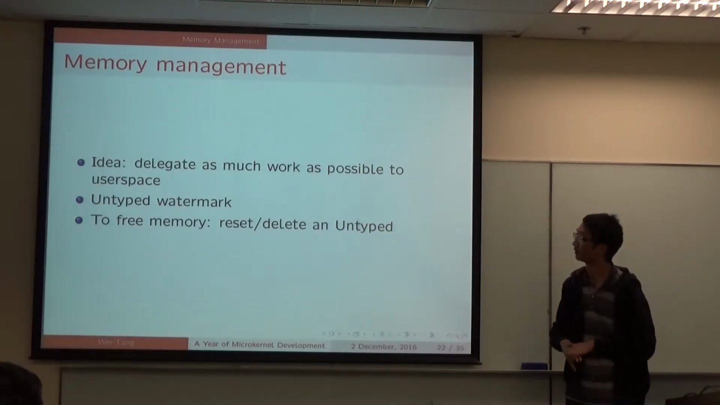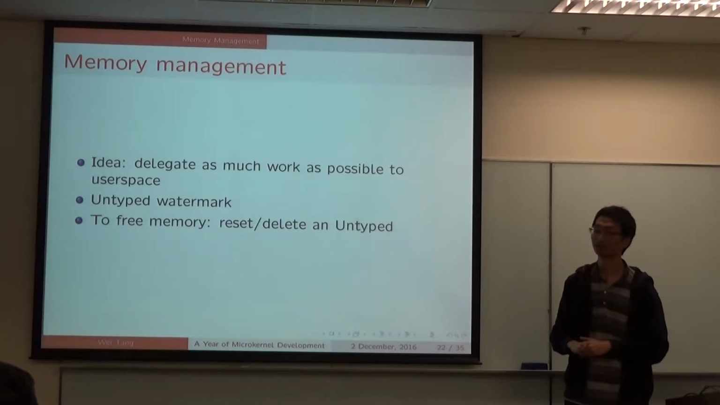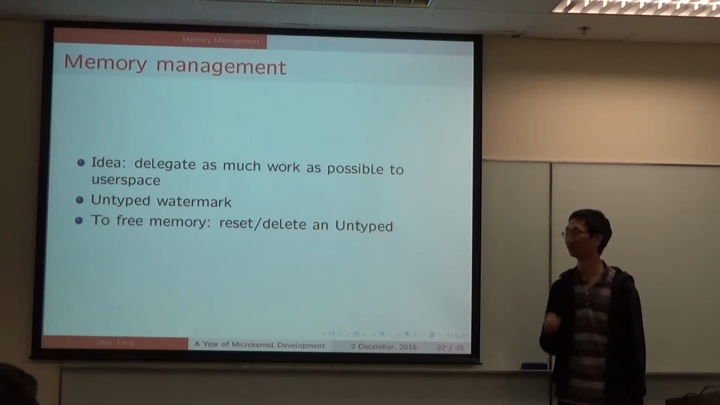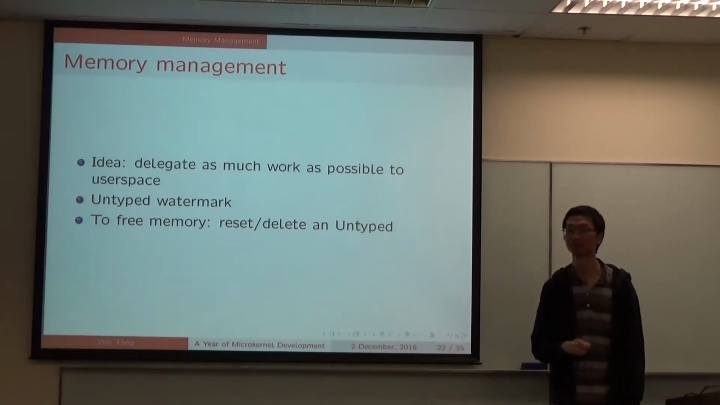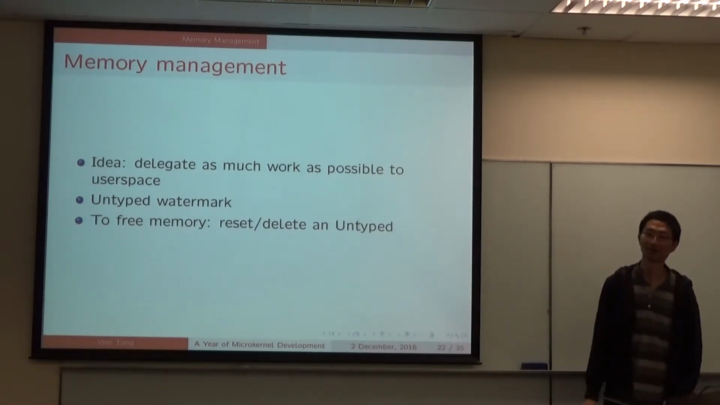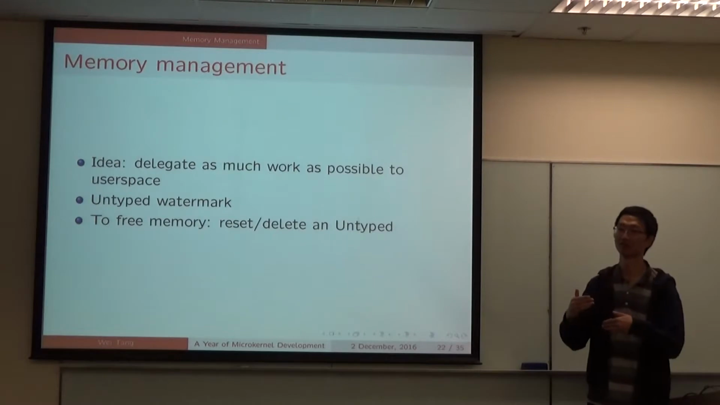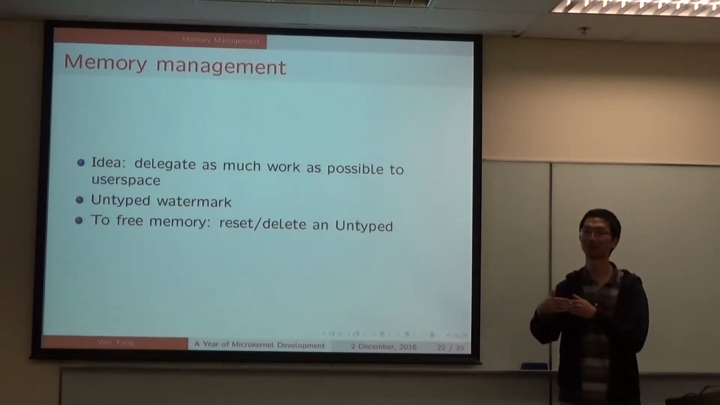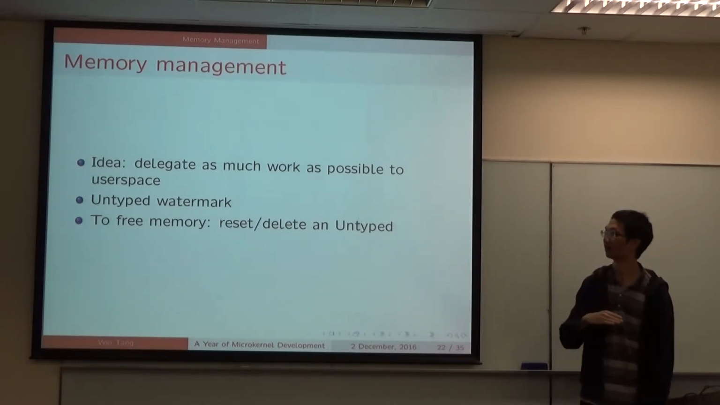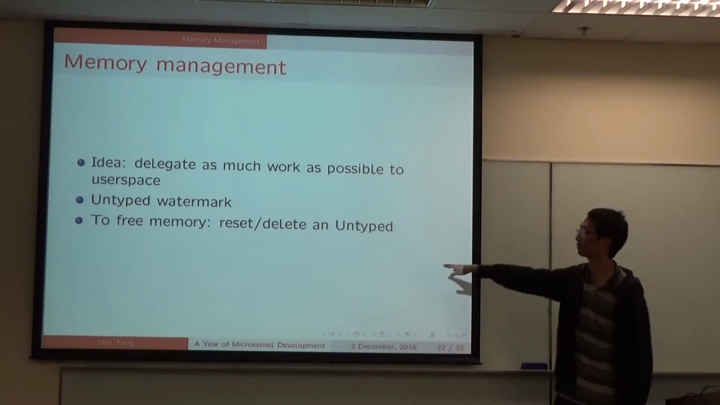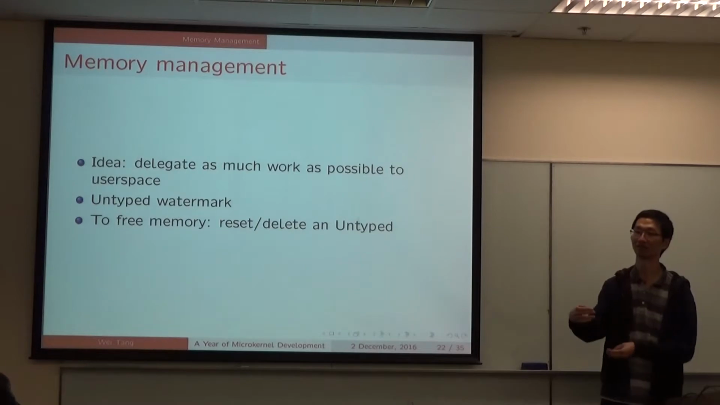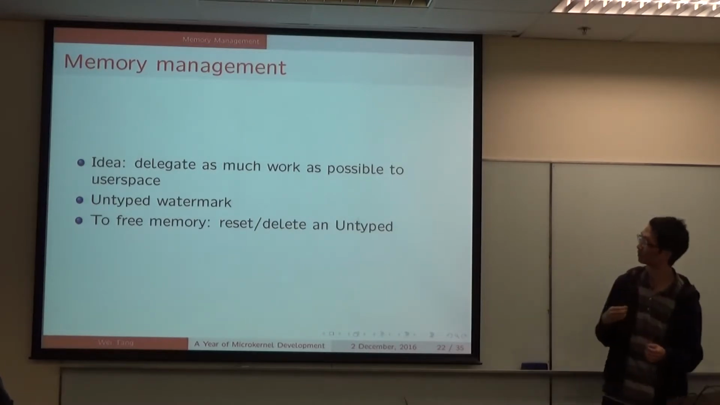So this is a side note about memory management. Because this is a microkernel, I want to delegate as much work as possible to user space. So in the kernel space, the untyped implementation is very simple. It just has a watermark, and each time it increases the watermark to allocate more resources. If we want to free memory, we just reset this untyped, so delete all the resources that derived from this untyped.